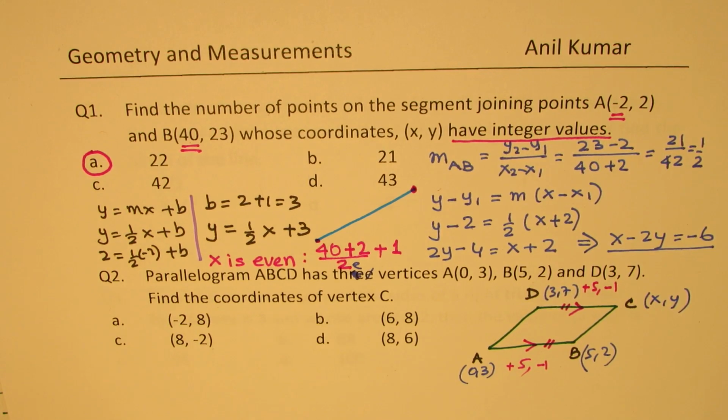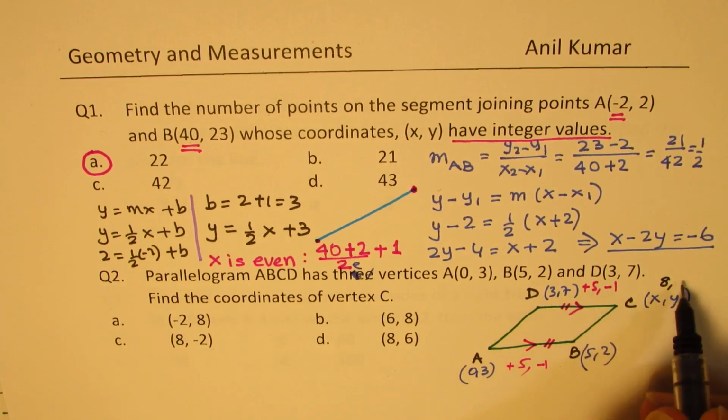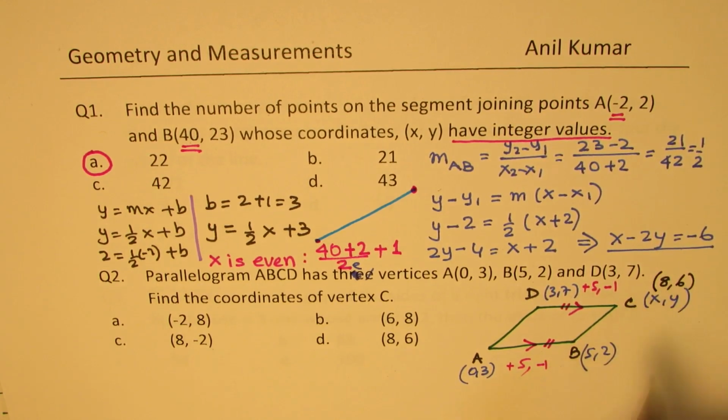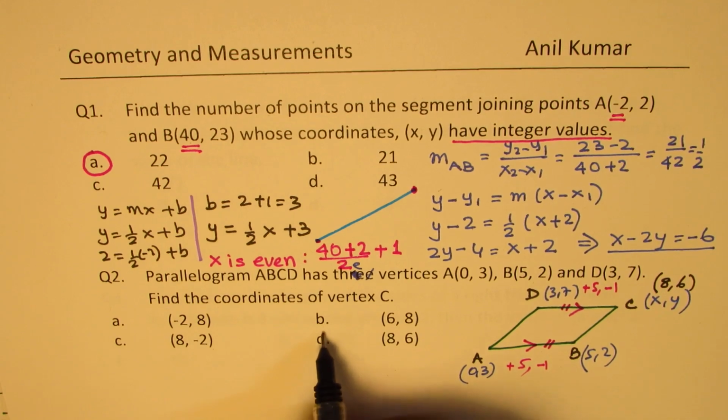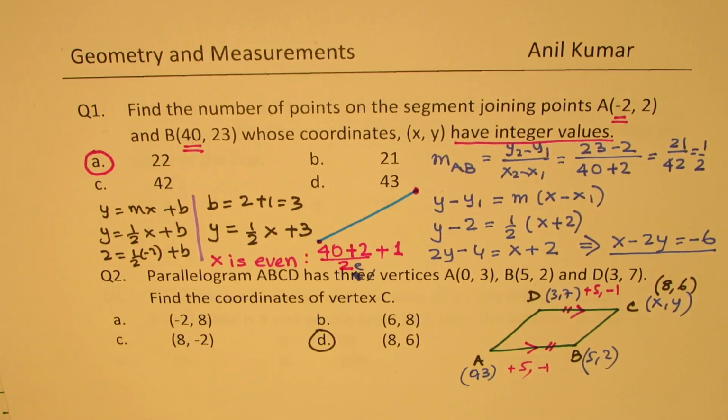So what do you get? When you do that, 5 plus 3 is 8, and when you take away 1, you get 6. So 8, 6 is your answer. Option D. Is that clear? So that is a very beautiful method which can be adopted to find the missing vertex in any parallelogram. Got the idea, right?